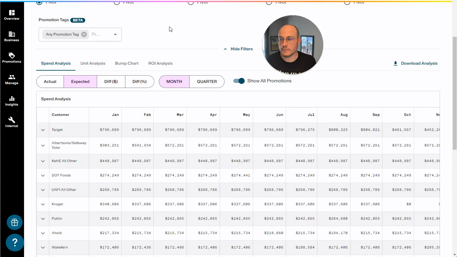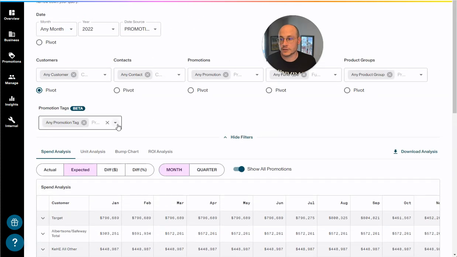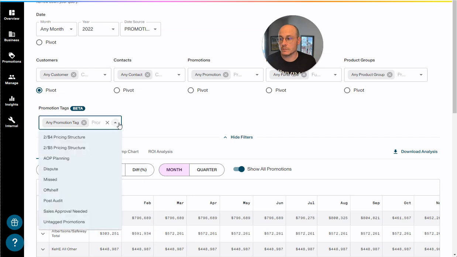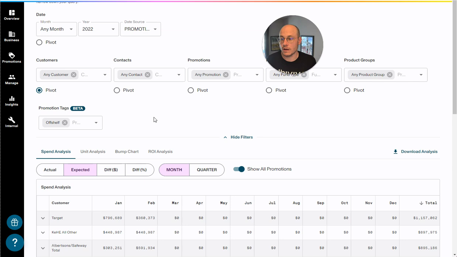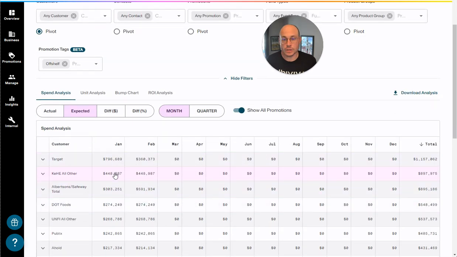Another great aspect for answering questions within promotion analytics is different attributes. I may want to know how much I'm spending in the tag of off shelf and how much in each customer.